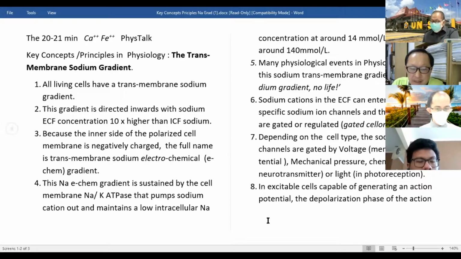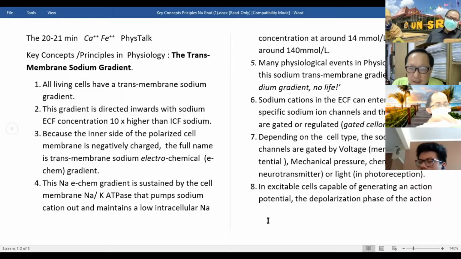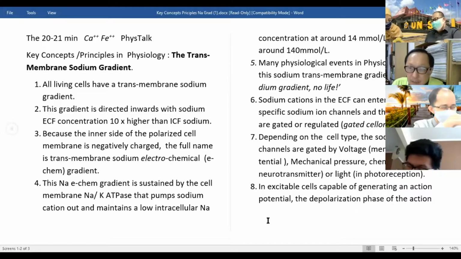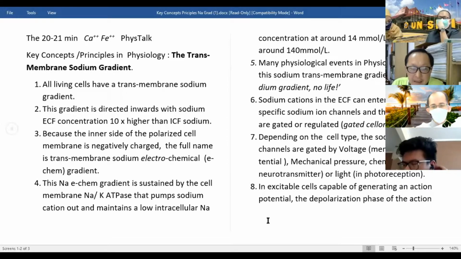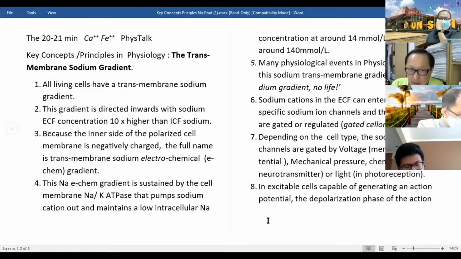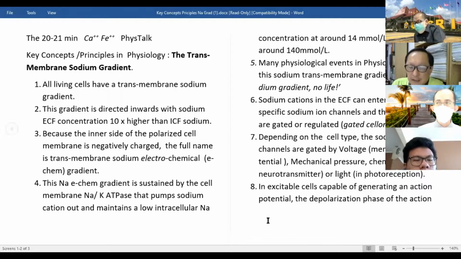Okay, so it pumps sodium out and maintains a low intracellular sodium concentration. So fourth point here, I give you a rough value that inside the cell, the sodium concentration is around 14 millimole per liter. So I said earlier in the second point that when you look at this gradient, the sodium concentration is 10 times more outside the cell. So outside the cell, in the extracellular fluid, is about 140 millimole per liter. So it's an easy way to remember: 140 outside, millimole per liter, about 14 millimole per liter inside the cell.